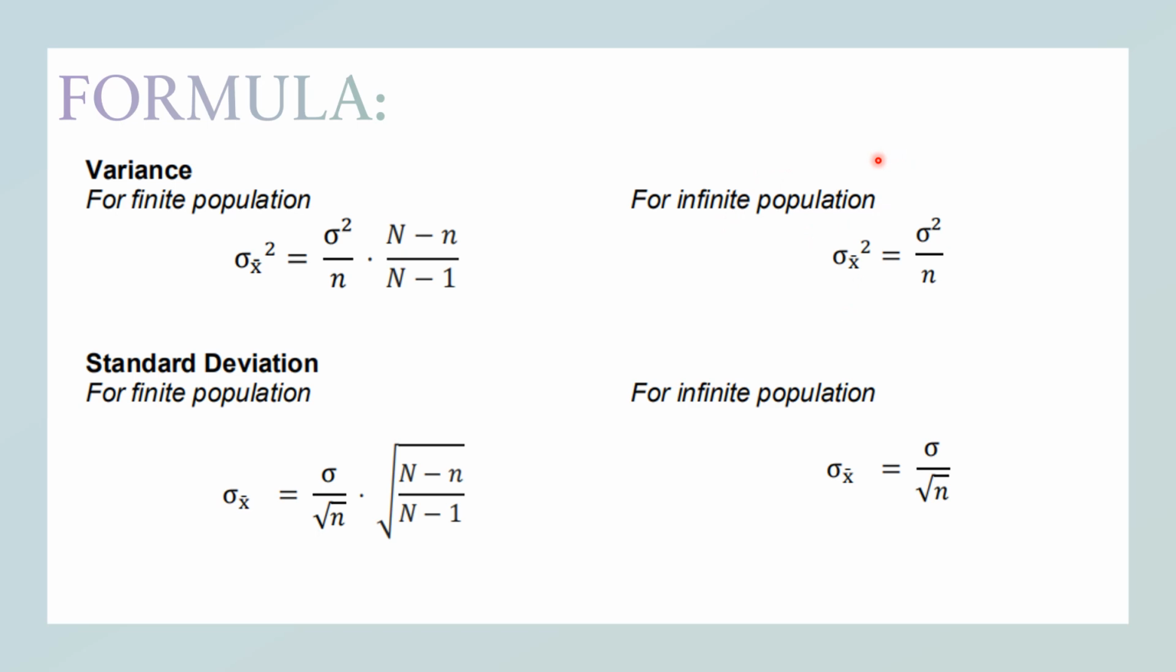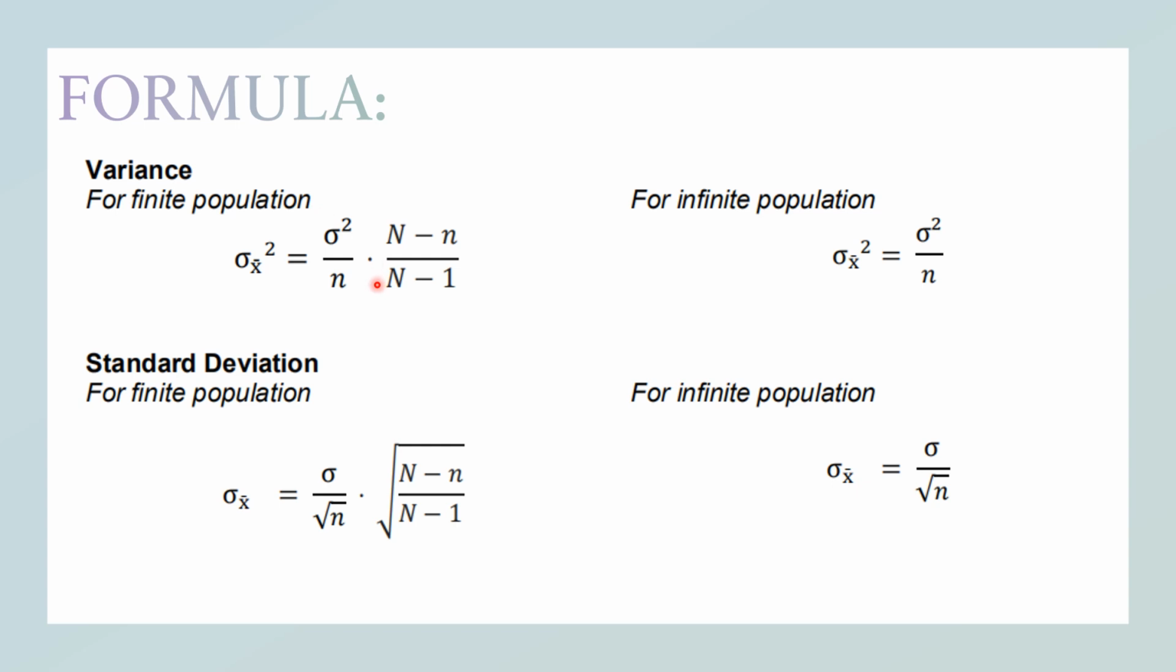So, yung mga sinolve natin sa board or sa classroom, it involves infinite population. So, we have sigma squared sub mean is equal to sigma squared over n. And also, for infinite population in solving for standard deviation, we have sigma sub mean is equal to sigma over square root of n. So, anong difference niya kung mag-solve tayo ng finite population?